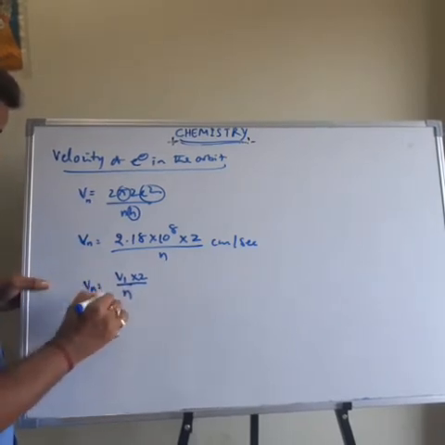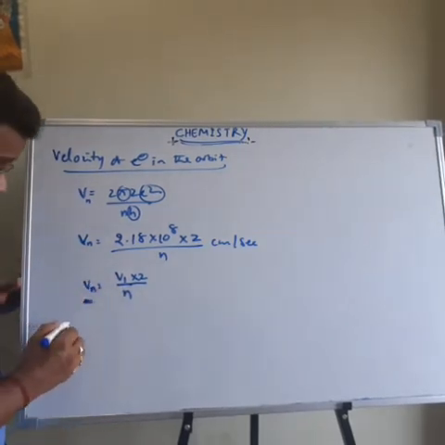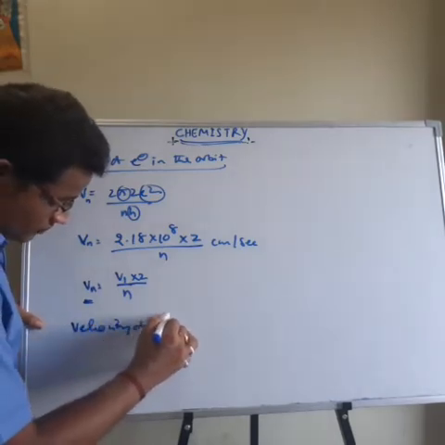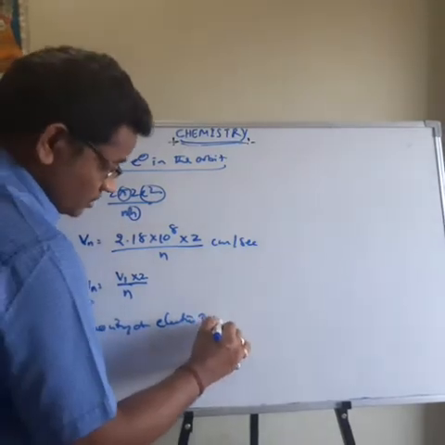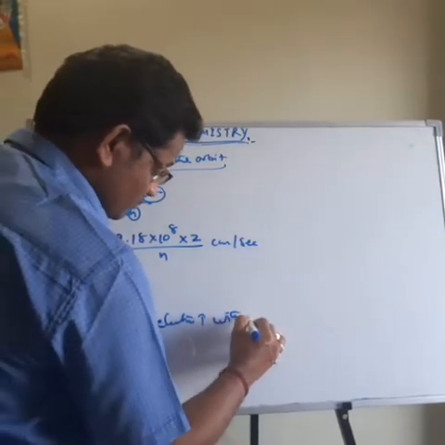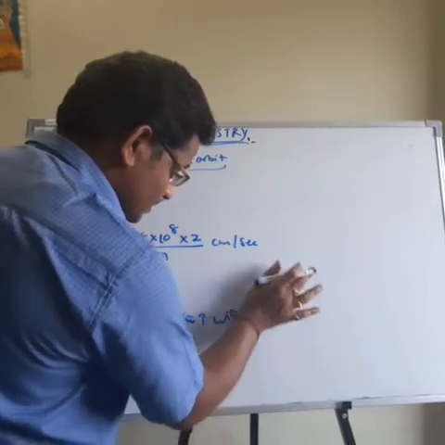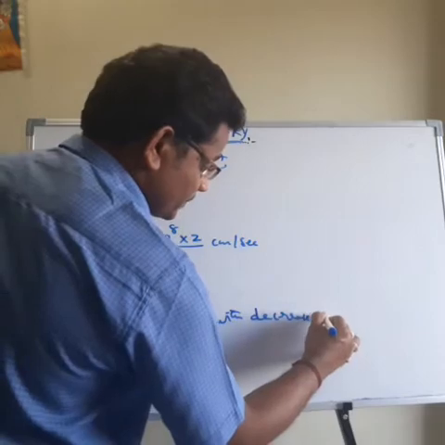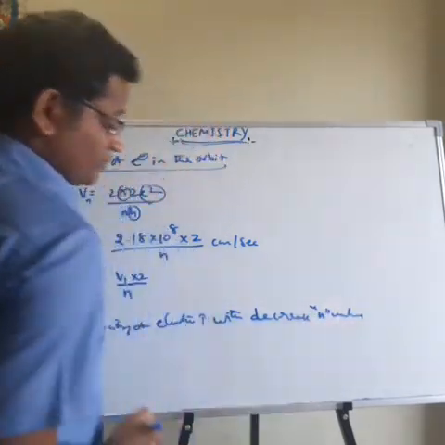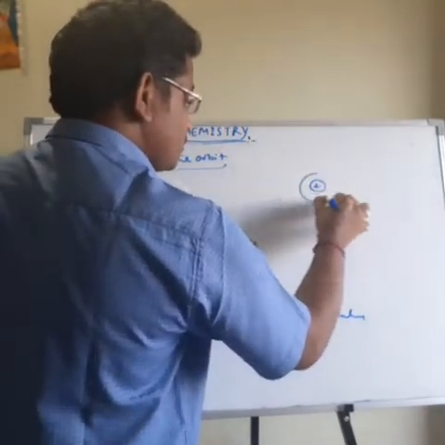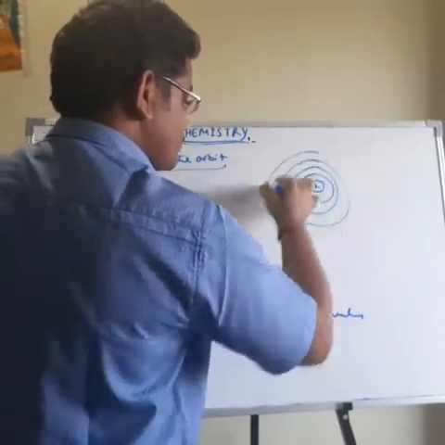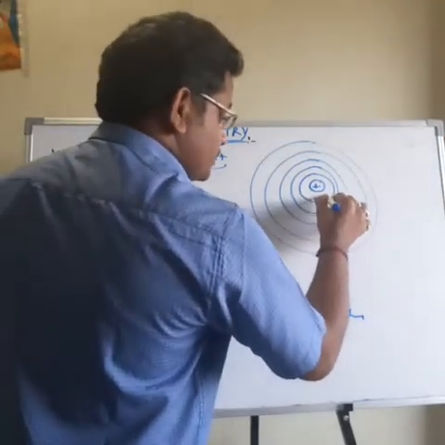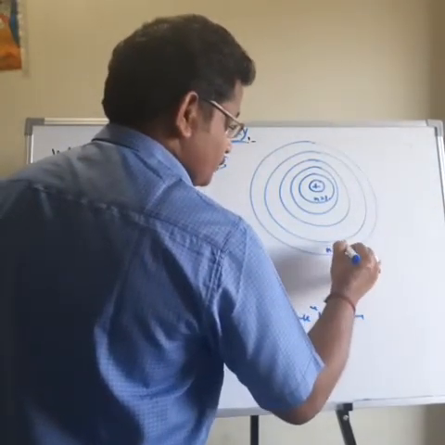So this is the velocity of electron. Here one of the points is that the velocity of electron increases with decrease in n value. You see here, for example, this is the first orbital, second orbital, third orbital, fourth orbital and fifth orbital. Here the electron is present in the first orbital.